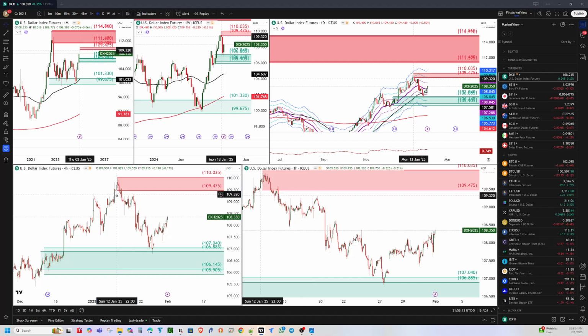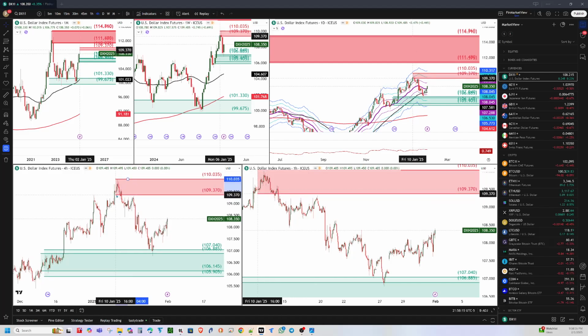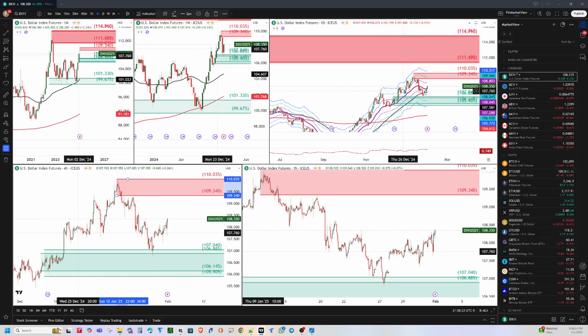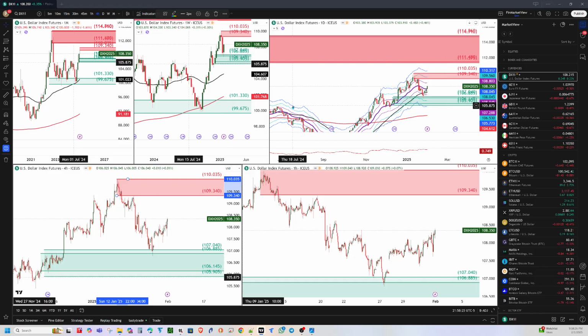But this is a short-term entry, a short-term sell-off, short-term short on each area. But I think this is very short-term. I'm looking long on the dollar, at least until the 112ish area. Let's move on to a few more currencies.